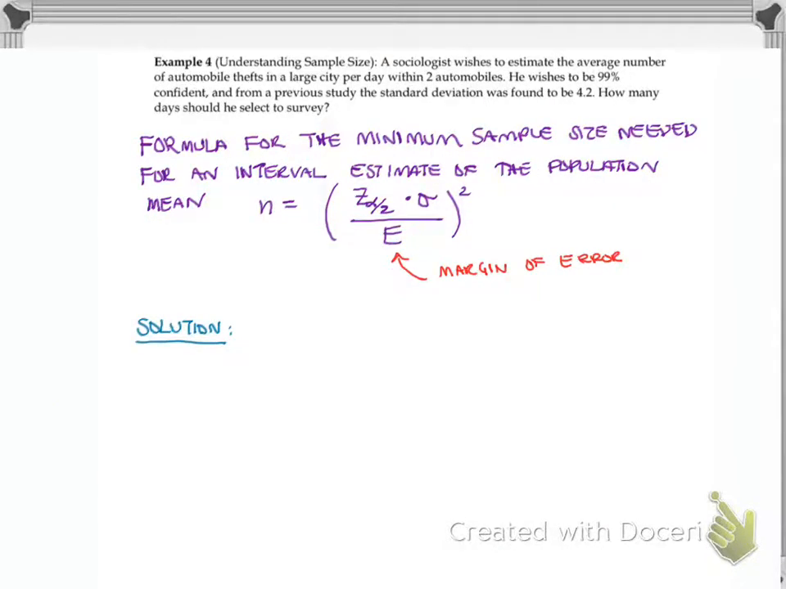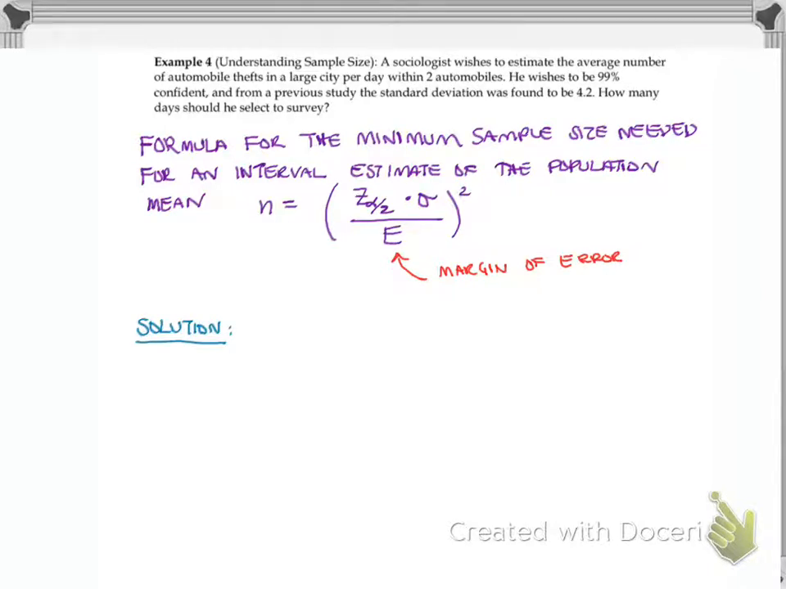Okay, so example 4 is asking a different question. Let's look. A sociologist wishes to estimate the average number of automobile thefts in a large city per day within 2 automobiles. He wishes to be 99% confident, and from a previous study, the standard deviation was found to be 4.2. How many days should he select to survey? So now you're not given the sample size. You're trying to find out, depending upon how confident you want your data to be, what the sample size should be. And here's the formula.